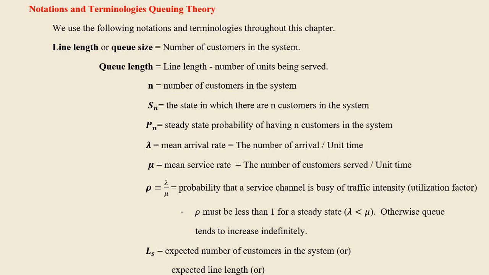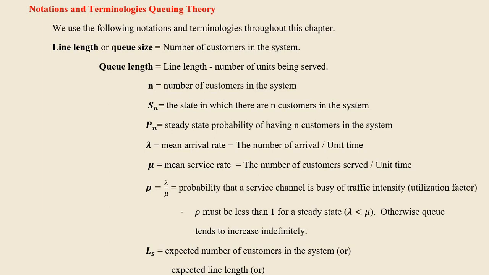Hi friends, through this video we'll learn the notations and terminology used in queuing theory. We use the following notation and terminology. The first one you have to know about is line length or queue size. Line length or queue size is nothing but the customers in the system. It is talking about the length of the system, that is, the number of customers in the system.